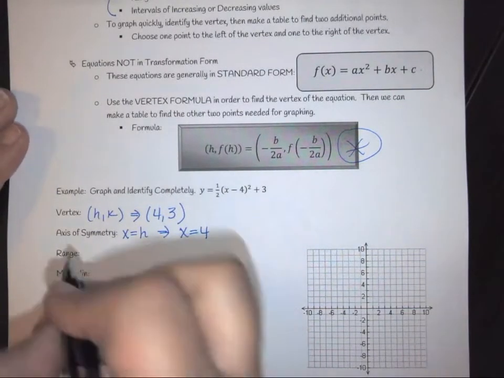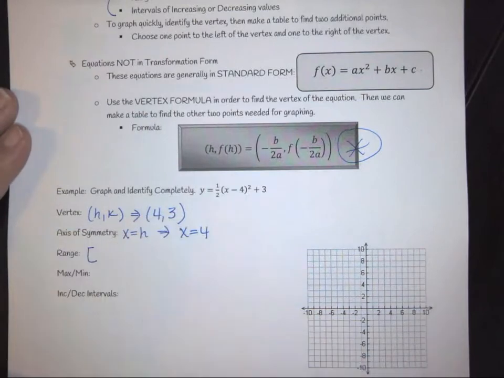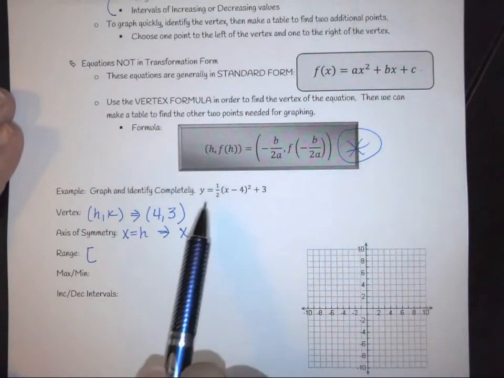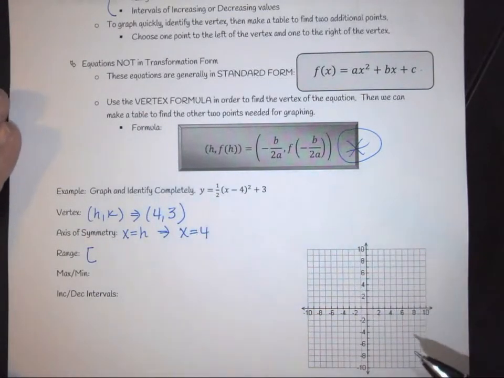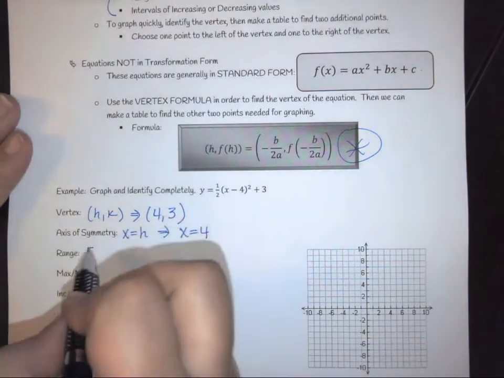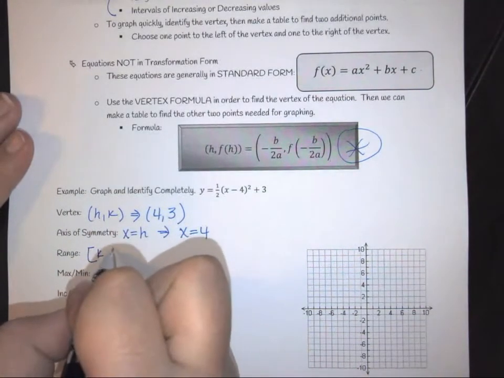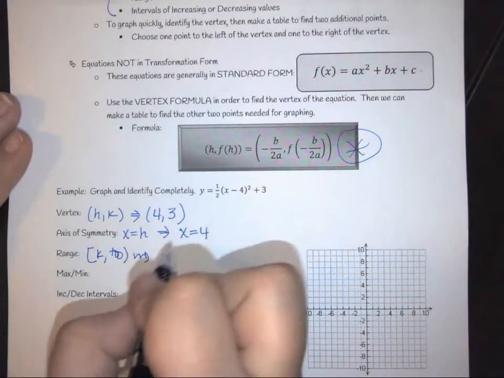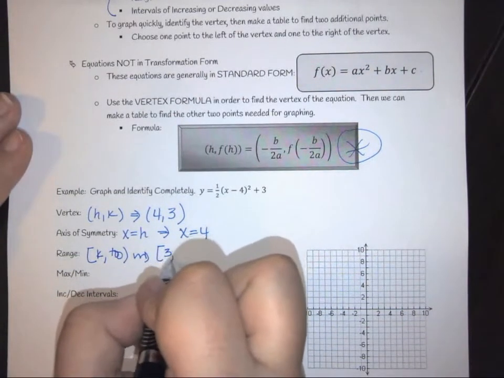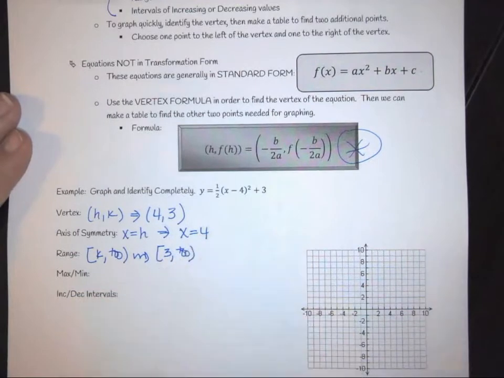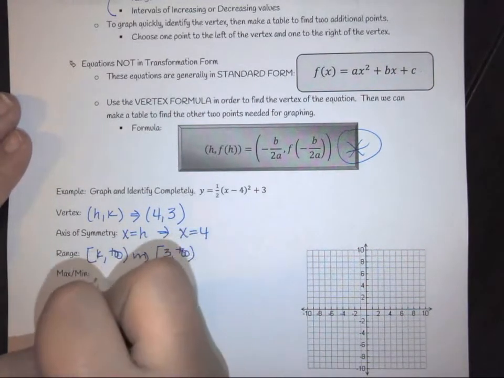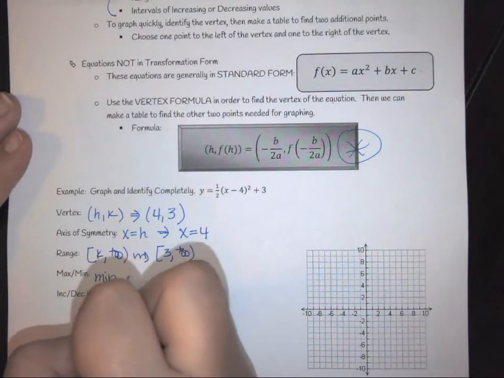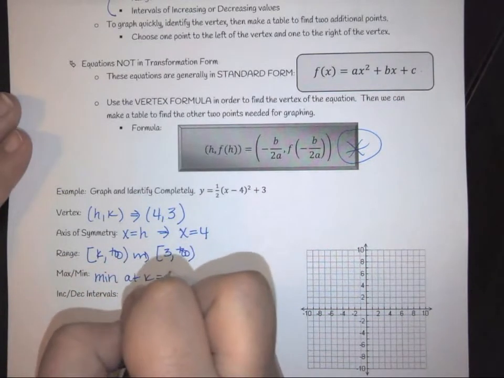Okay? Now my range in this case, because this is a positive graph, which means it opens up, is going to start at the k value and travel up to infinity. So this means I'm going to start at 3 and travel up to positive infinity. It also means that I have a minimum value at k equaling 3.